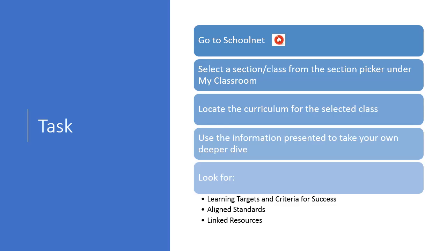Now let's go ahead and take another look at your curriculum. Go to SchoolNet, select a section or class from the section picker under My Classroom, locate the curriculum for the selected class. Use the information presented to take your own deeper dive into instructional units. Look for learning targets and criteria for success, aligned standards, and linked resources.